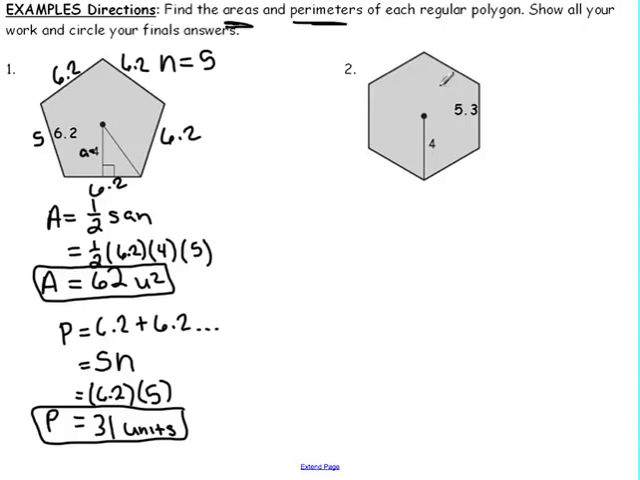Okay, this shape is a hexagon. If you don't know it by name, just be able to realize that the number of sides is 6. This is our apothem, the 4. This is our side length. Let's do the perimeter first.